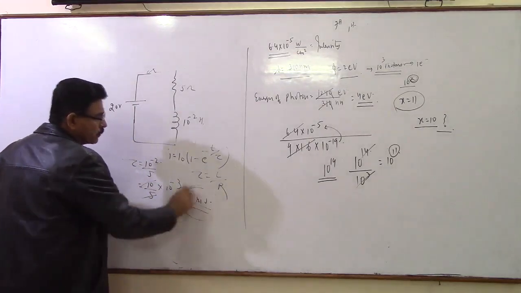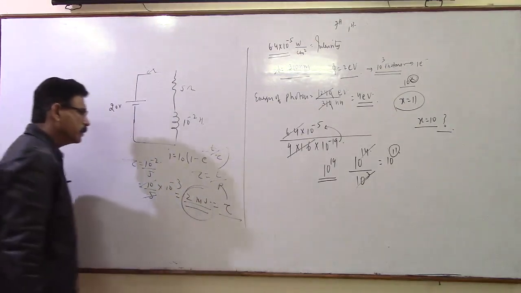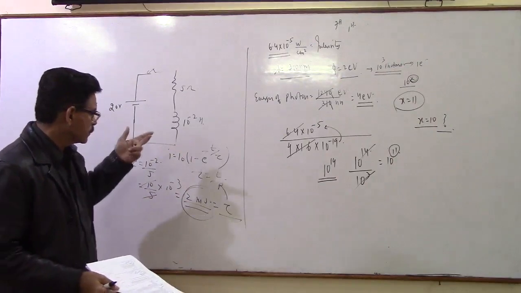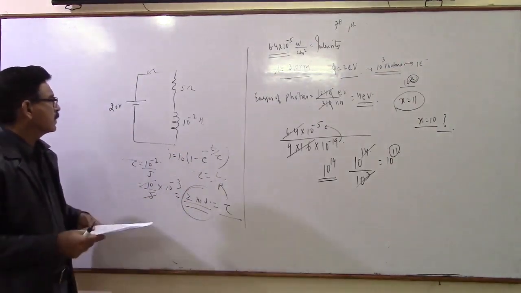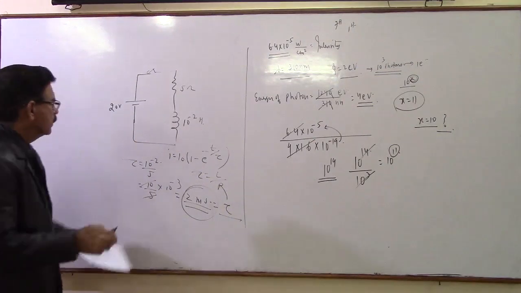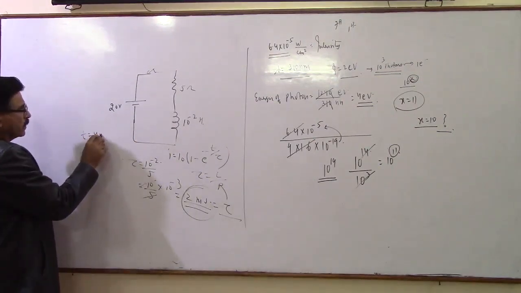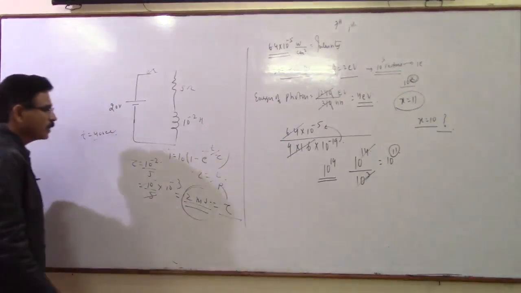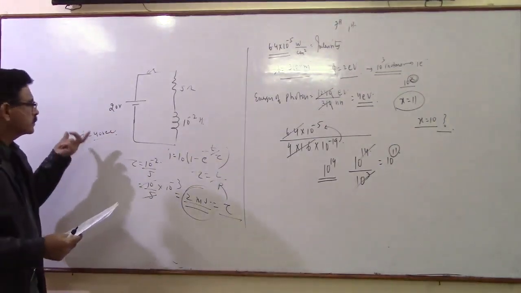So the time constant tau is 2 milliseconds, and you know if tau is 2 milliseconds, after 4 milliseconds the current will go to 63%, and after 5 tau it will reach steady state. Now what they want to ask in the question is, they are giving a time of 40 seconds. Now 40 seconds compared with 2 milliseconds is 20,000 times.